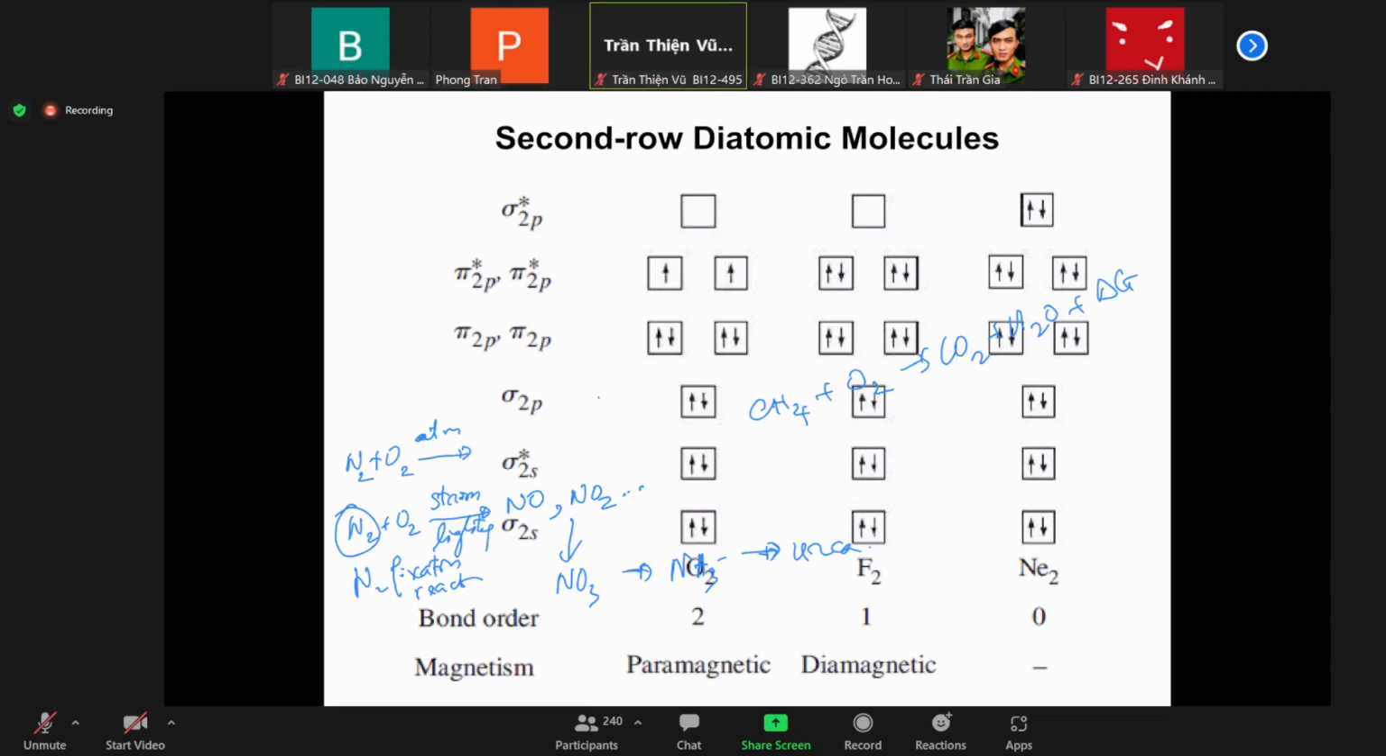Okay, thank you. Any other idea? Maybe this reaction requires an extremely high activation energy, and therefore room temperature wouldn't suffice.